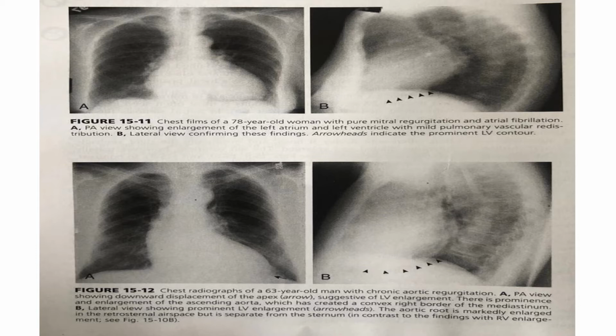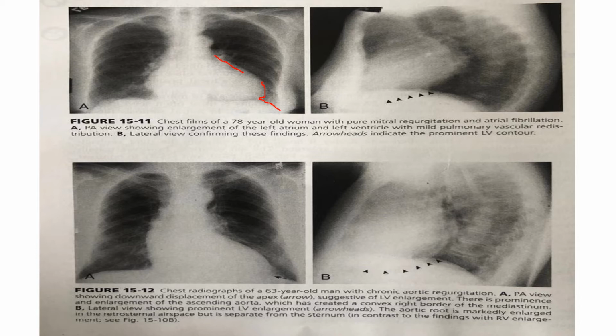The PA view is showing enlargement of the left atrium as evidenced by the straightening of the left heart border. Also note the cardiomegaly with cardiac apex showing an obtuse angle. This is implying that it is due to left ventricular enlargement, and this is confirmed by seeing the lateral X-ray.